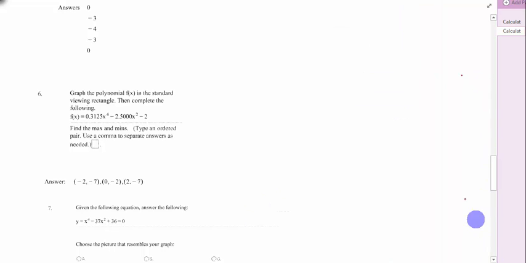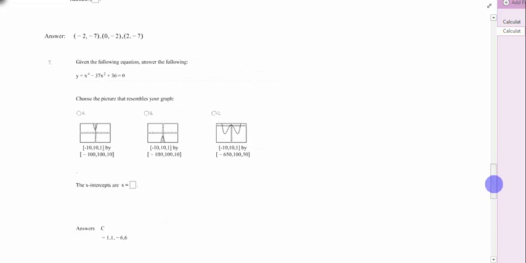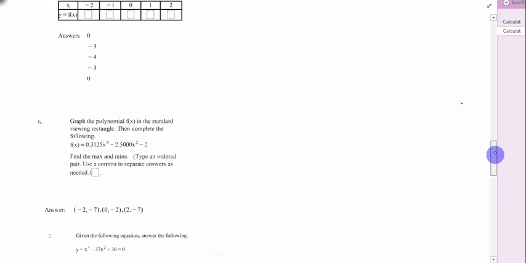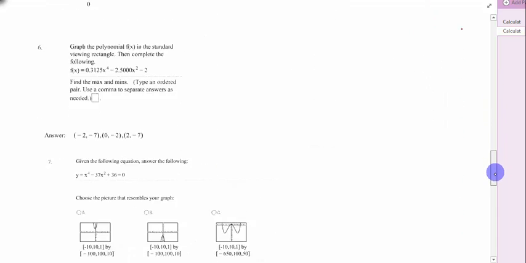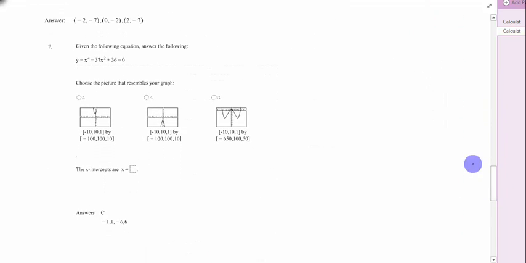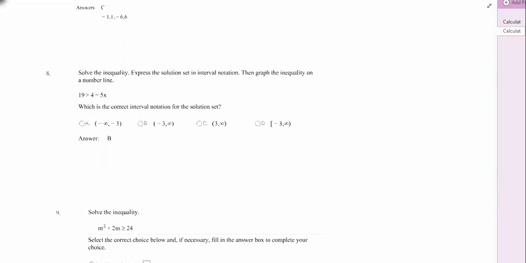Let's do number 7. And this is exactly like, which one was it up here? Number 3. So I think you've got the idea. Number 7 is like number 3, and the answers are here for you. All right, number 8, let's do number 8.